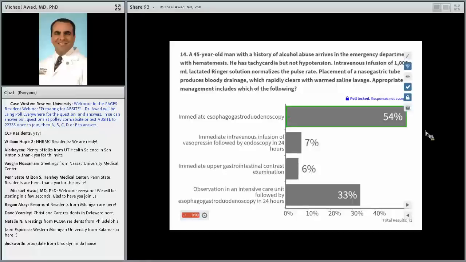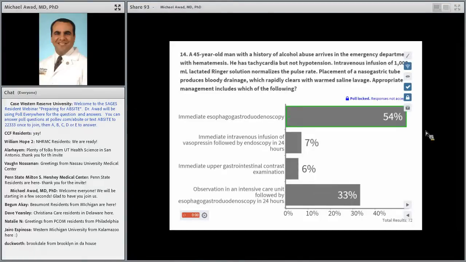All right, very good. Yeah, immediate EGD is the correct answer here. I see a number of people chose letter D, and it's a good thought. The idea here was that the patient, although initially tachycardic, was not hypotensive. They responded well to just 1 liter of lactated Ringer's, and the lavage clears pretty quickly. So they actually are a candidate for immediate EGD. But the broader point here is that early EGD is very important in identifying these lesions.